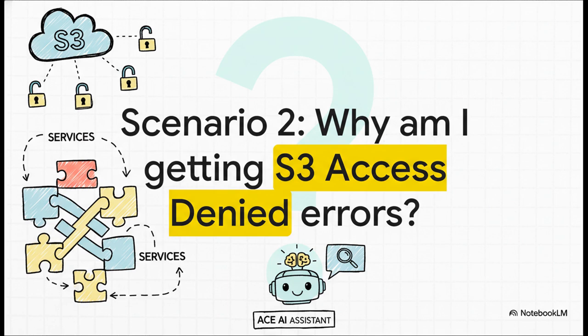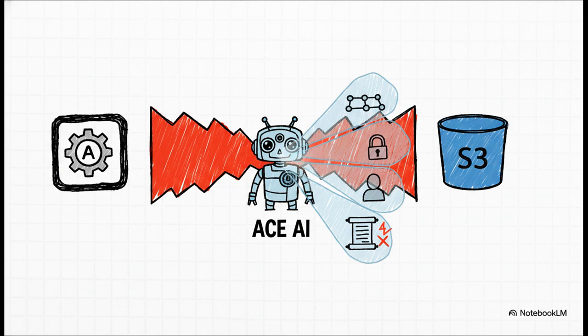All right, next up, the dreaded S3 access denied error. This one can be a real nightmare, like a complex puzzle with pieces scattered across a bunch of different services. So you just copy and paste that error message straight into Ace. And this right here is where you really see what Ace can do. It doesn't just look at the S3 bucket policy in isolation. No, it also checks the IAM role of whatever's trying to access it, the bucket's encryption settings, even your VPC endpoint policies.